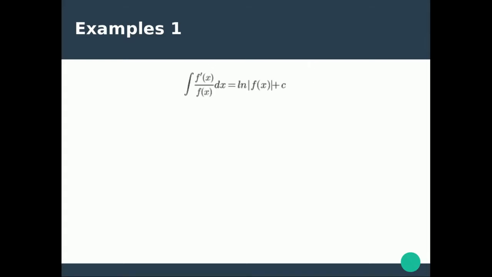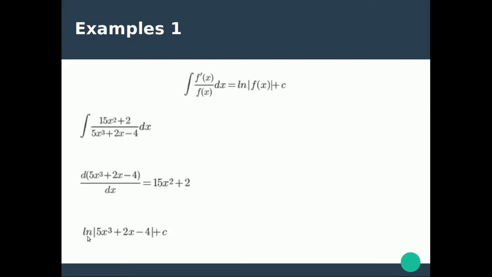So let's have a look at our first example. Here we have the integral of this fraction here. Now when we're integrating fractions, the first thing I suggest you do is look what happens when you differentiate the denominator. So if we differentiate 5x cubed plus 2x minus 4 with respect to x, we get 15x squared plus 2. And we notice that that is the numerator, so it does fit this form. So that means the answer is the natural log of the denominator, 5x cubed plus 2x minus 4, plus our constant of integration.